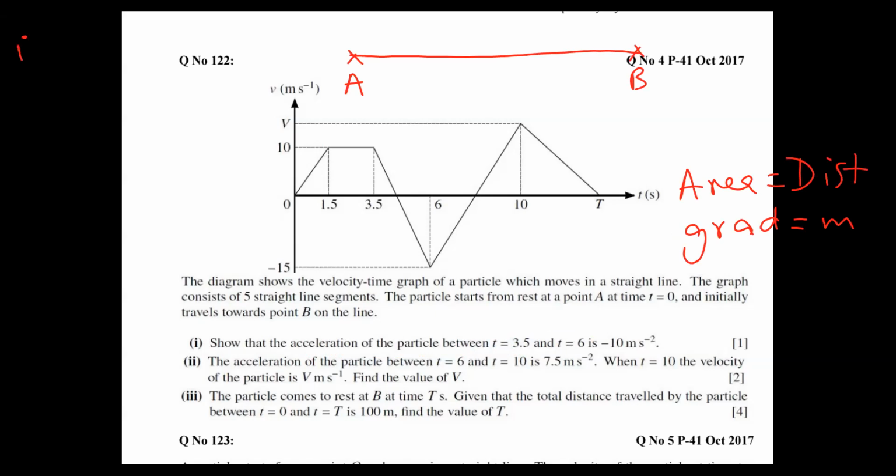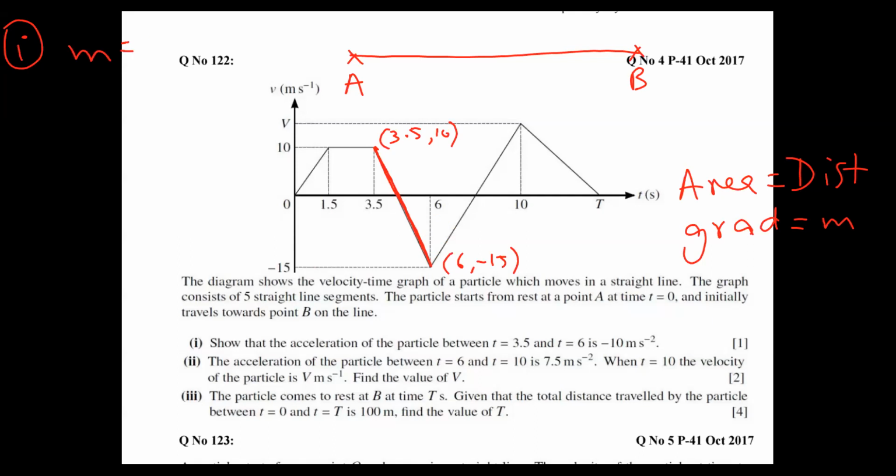Part one. Bismillah ar-Rahman ar-Rahim. Acceleration from 3.5 to 6. So 3.5 is here and 6 is here. So actually he talks about this line's gradient. Look here, I show a line on my screen. What are the coordinates of this point and this point? That is important to write. At this point, X is 3.5 and Y is 10. And at this point, X is 6 and Y is minus 15. So I hope it is very easy.